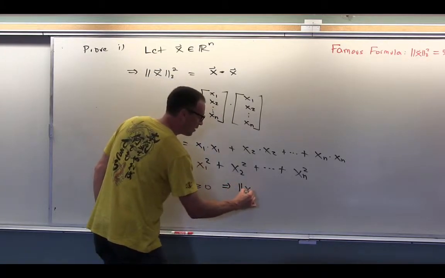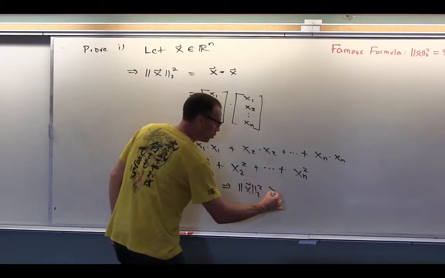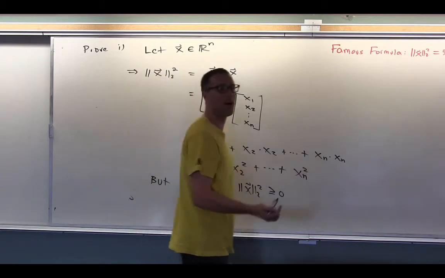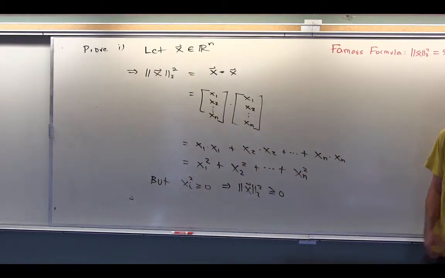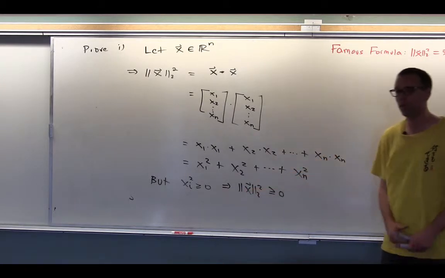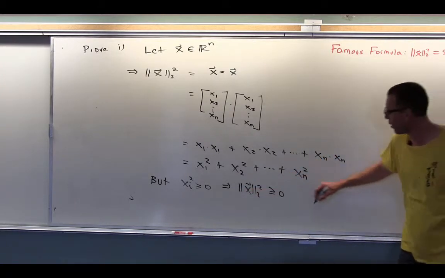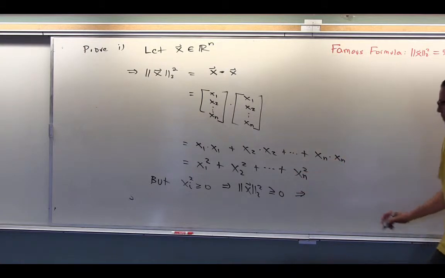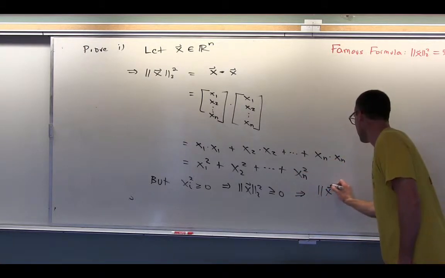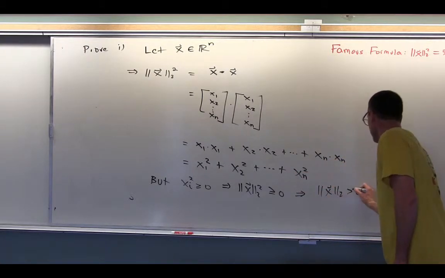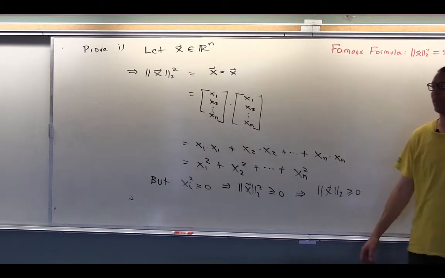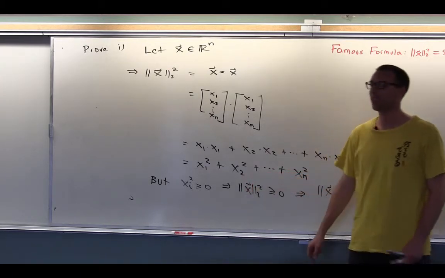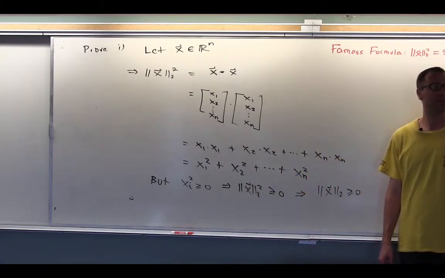That implies immediately that the square of the 2 norm must be greater than or equal to 0, because this is a sum of a bunch of things that are no less than 0. And what does it mean if the square of the 2 norm is greater than or equal to 0? It must mean that the 2 norm is greater than or equal to 0. Can you conclude right now that it's equal to 0 if and only if the entire vector is 0? How would you make that conclusion?